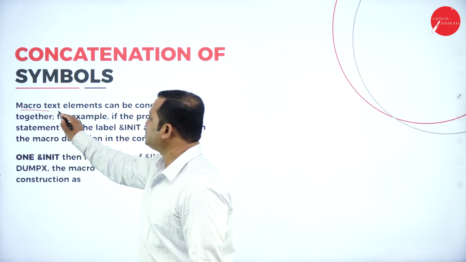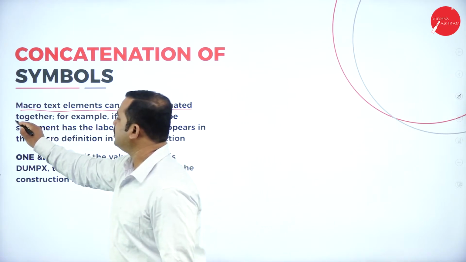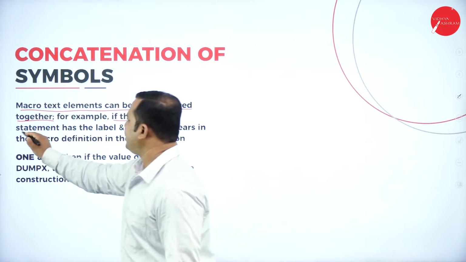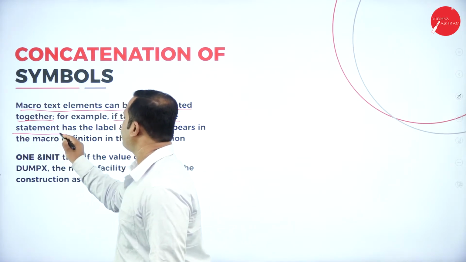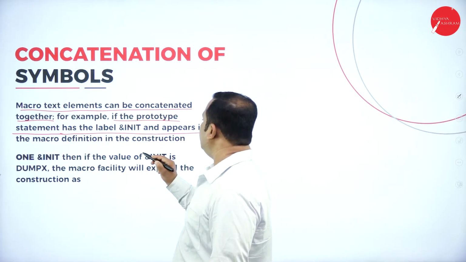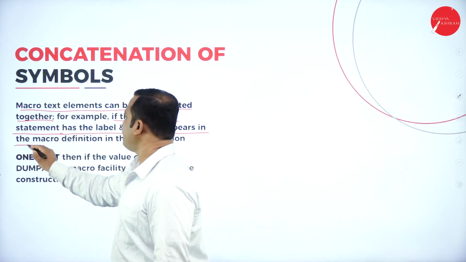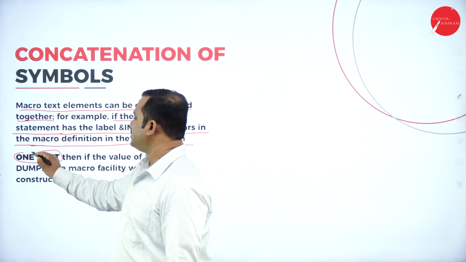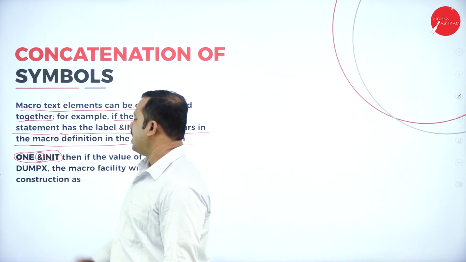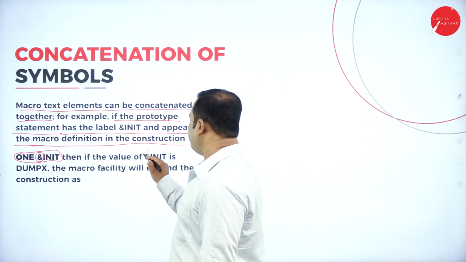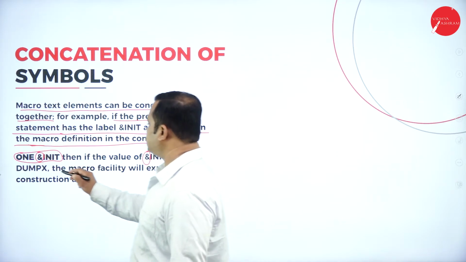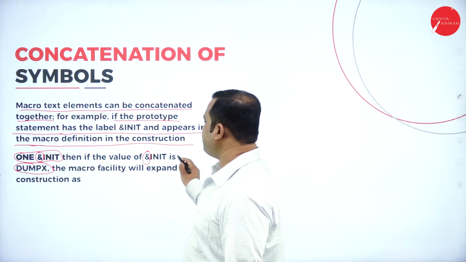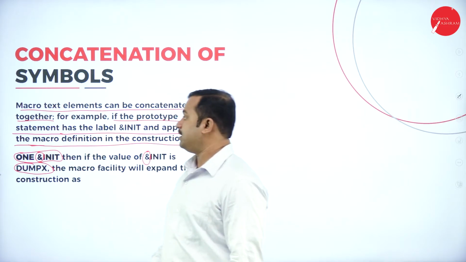These macro text elements can be concatenated together. For example, if the prototype statement has the label &init in it and it appears in the macro definition in the construction, we have a set variable here, &init. Then if the value of &init is dump x, the macro facility will expand the construction as in this example.